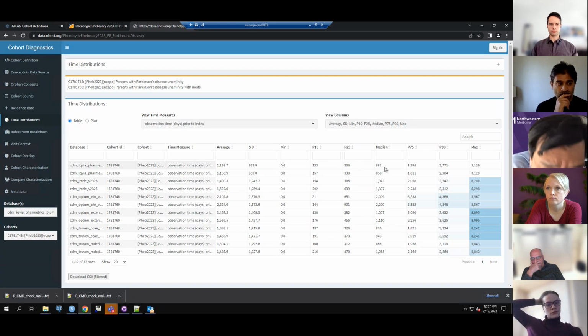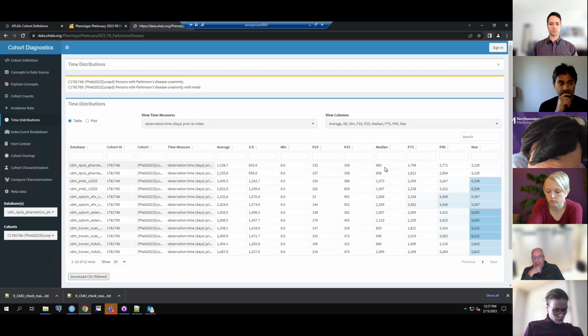What are we looking at? Oh, how long we have. How long they were observed in the data source prior to the entry criteria. Yeah. So that is assuring, because we did not require that we're only looking at people with 3 years look back, but all our criteria is looking at 3 years.